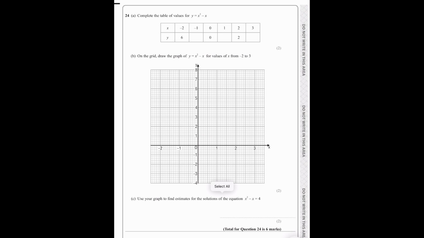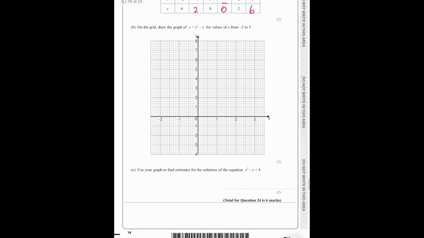Values for y equals x squared minus x. So as this is on the calculator paper, you could use the calculator. If it's not, then you fill in the values with the sum. So y equals x squared minus x. When x is 1, it will give you 1 squared minus 1, which is 0. When x is 3, that would give you 3 squared minus 3, give you the answer 6. And when x is minus 1, that's minus 1 squared minus minus 1, which gives you the answer 2.